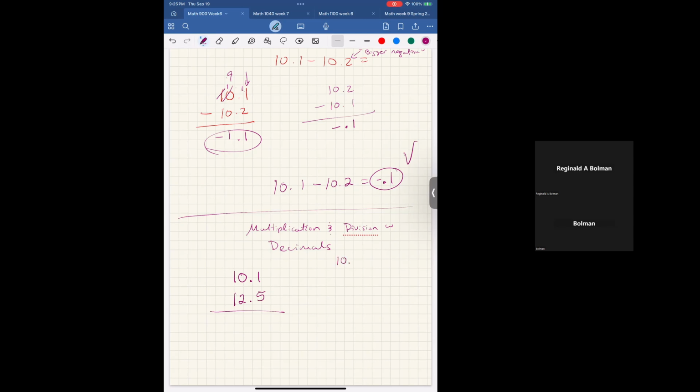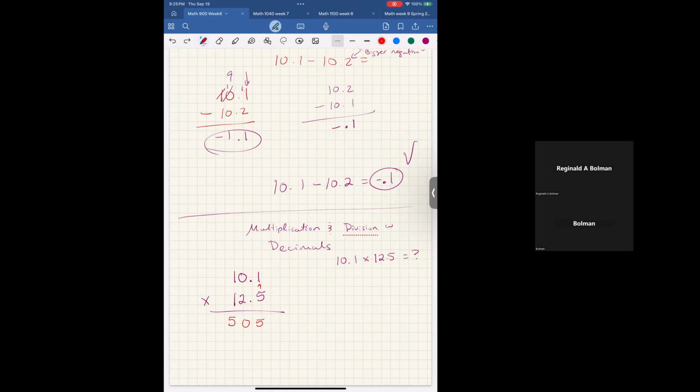Say you wanted to perform the operation 10.1 times 12.5, and you're like, what is this equal to? All you have to do is write out 10.1 and 12.5, and line up the digits. That's step number one. Second thing, slap the multiplication symbol out in front. Third thing, just like you would with ordinary multiplication, we are going to start on the bottom right-hand side and do the multiplication process like we ordinarily would. 5 times 1 gives us 5. 5 times 0 is 0. 5 times 1 is 5.